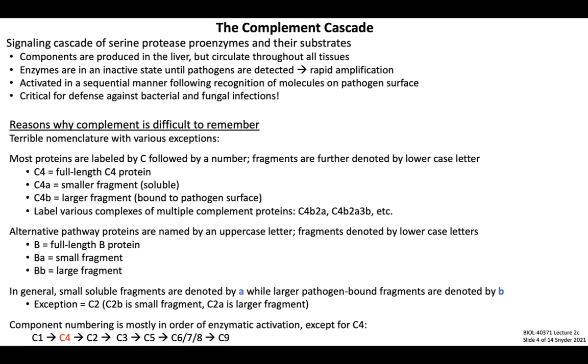The last general rule is that the numbering of complement components is usually done in order of their enzymatic activation, except for C4, which is out of order. So C1 actually activates C4, which then activates C3, then C5, then C6, 7, and 8, and then eventually C9.